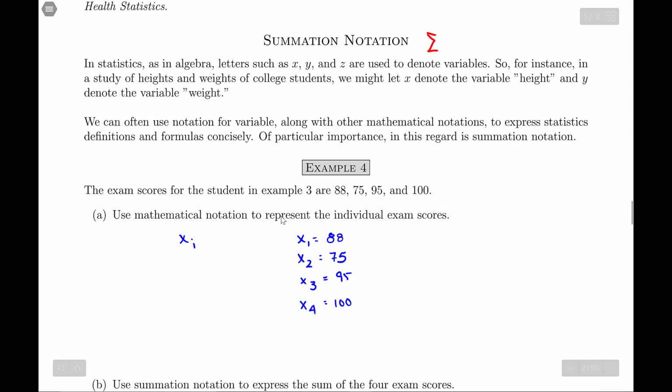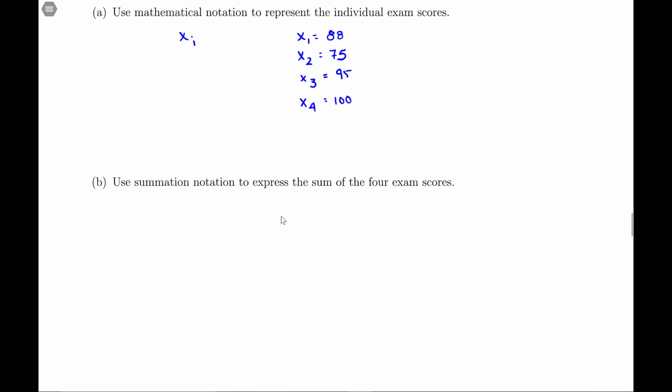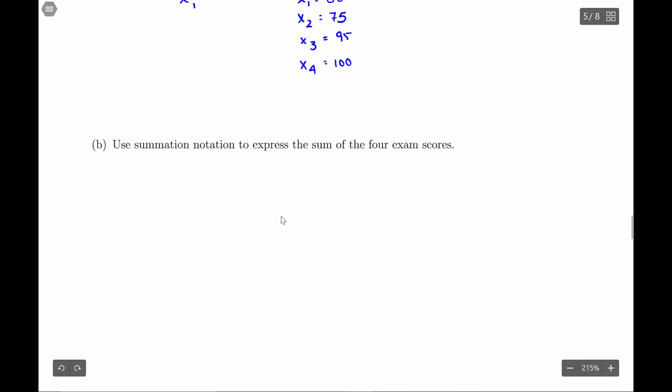Now for part B, we want to use summation notation to express the sum of the 4 exam scores. So it's no different than just saying X sub 1 plus X sub 2 plus X sub 3 plus X sub 4. But we can condense that. If we had a whole lot of values that we were adding up, say we had 100 values, we don't want to write out X sub 1 plus X sub 2 on and on and on until we get out to 100. We can condense that with mathematical notation using the summation notation.